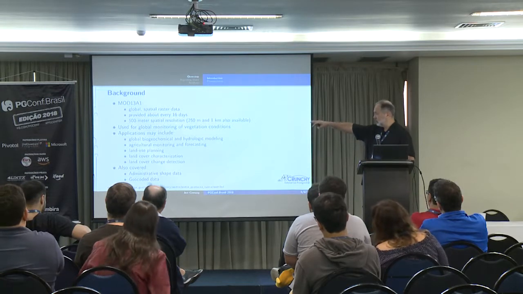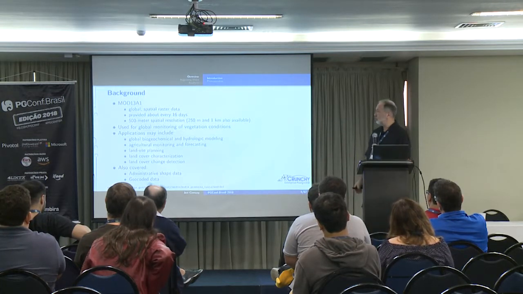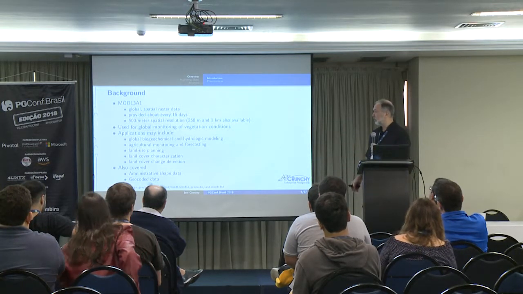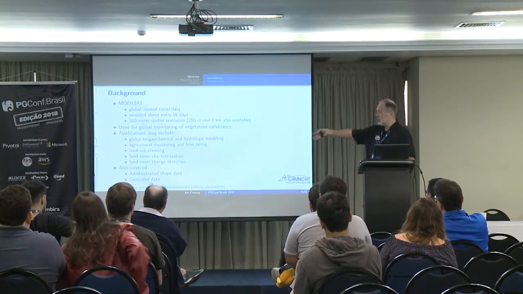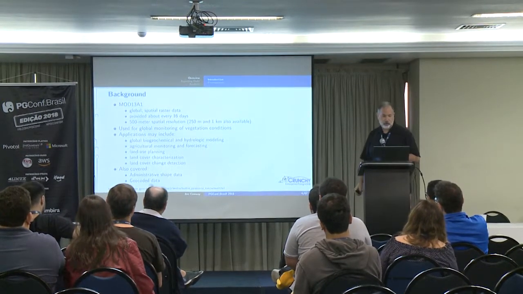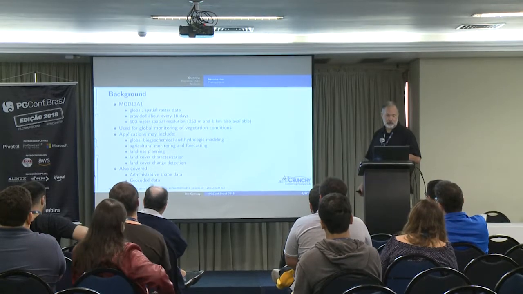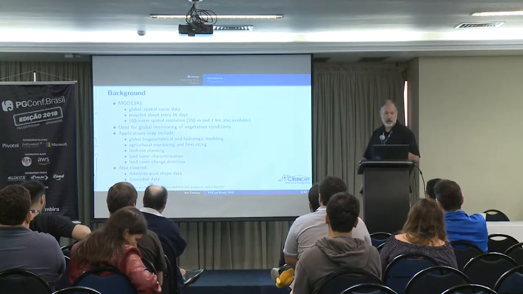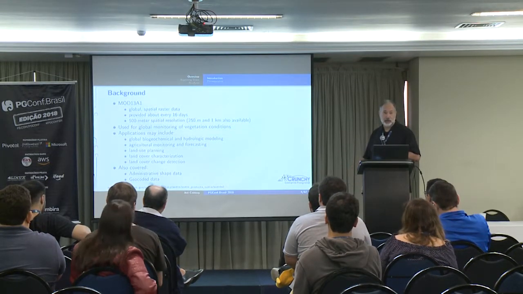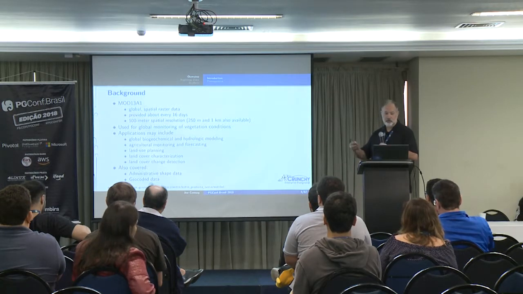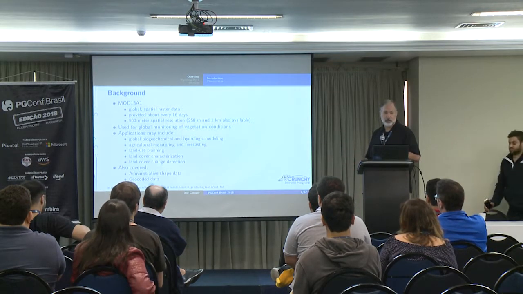This particular satellite data is used for monitoring of vegetation conditions globally. There are all kinds of uses for it. It can be used for hydrologic modeling, agricultural forecasting, land use planning, forest coverage, those kinds of things.